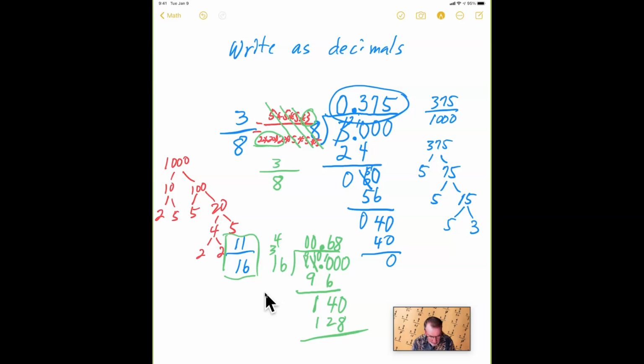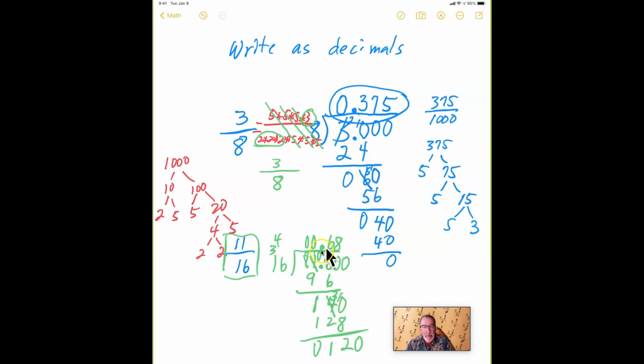And then let's subtract it. Borrow 1 from the 4, leaving 3. 10 minus 8 is 2. 3 minus 2 is 1, and 1 minus 1 is 0. So we're left with 12. And we bring down our next 0, 120. And how many times will 16 go into 120?